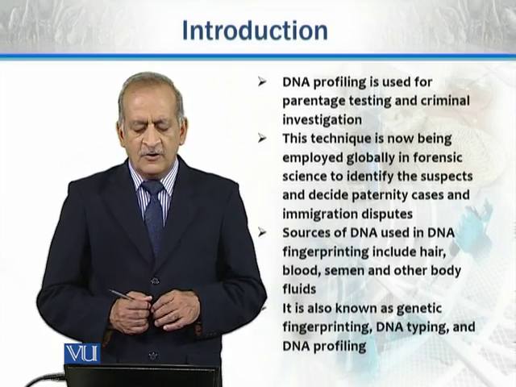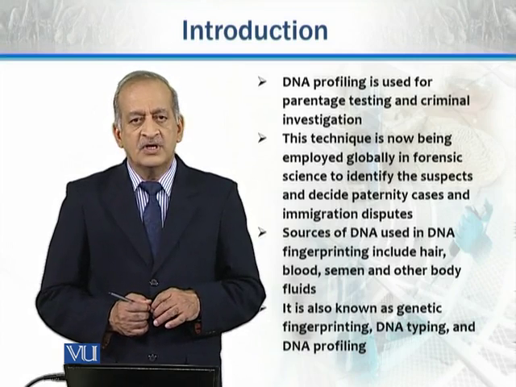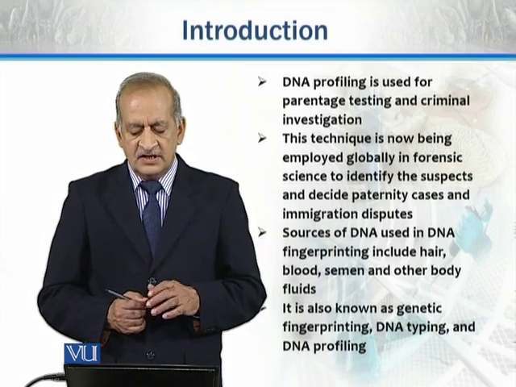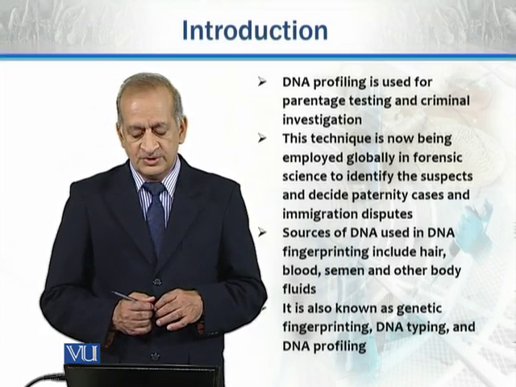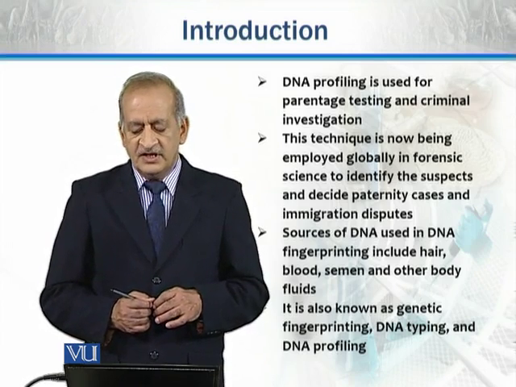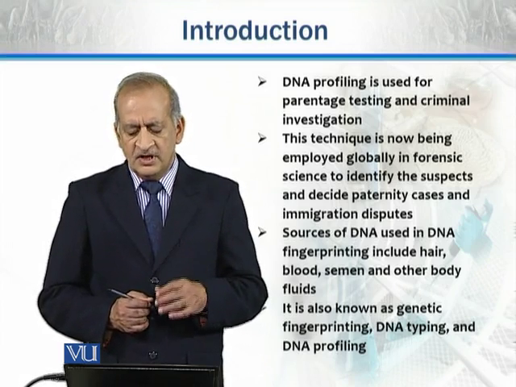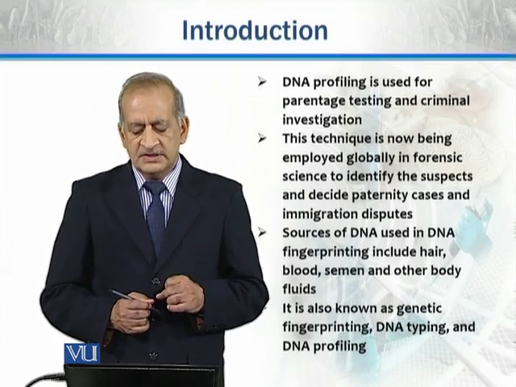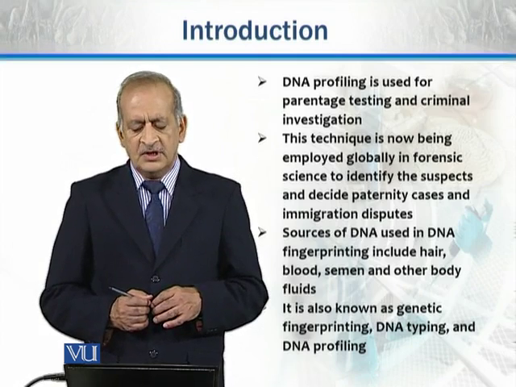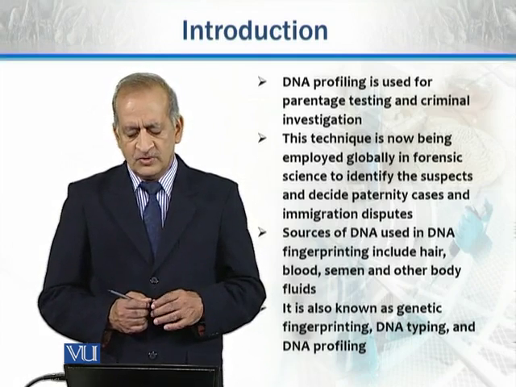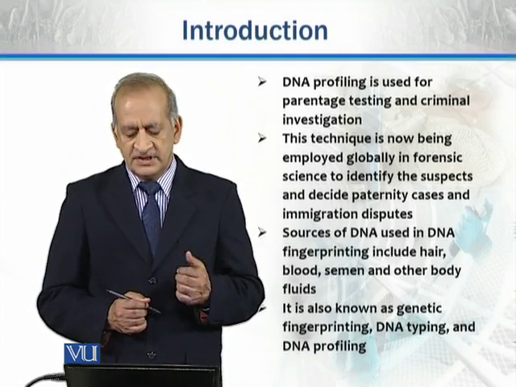This technique is now being employed worldwide in forensic science to identify the suspects and decide paternity cases as well as immigration disputes. Sources of DNA used in DNA fingerprinting may be hair, blood, semen or other types of body tissues. Different तरह के जो sources हम use करते हैं, ज़ाहिर है जो क्राइम सीन्स के ऊपर देखे जा सकते हैं या वहाँ से हमें मिलते हैं.